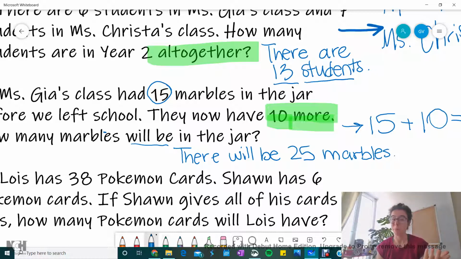But I bet there will be more marbles because we're not done with Zoom classes and you guys get marbles in your Zoom classes. So I think there will be more than 25 marbles when we get back to school. We'll do a word problem to figure it out when we get back.